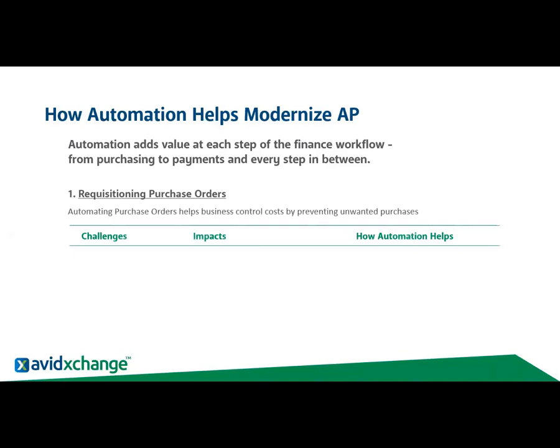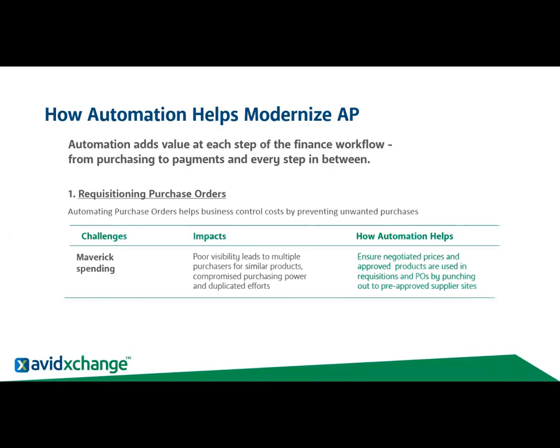The first one is around the whole requisition and purchase orders. You have people that are just, we call them maverick spenders. They're just going out and spending the dollars from the company without going through a formal process. Then there's the issues around matching POs and not having those match back to the original purchase order.